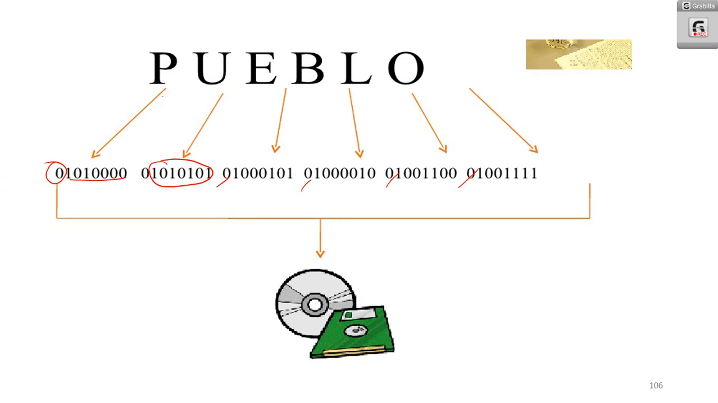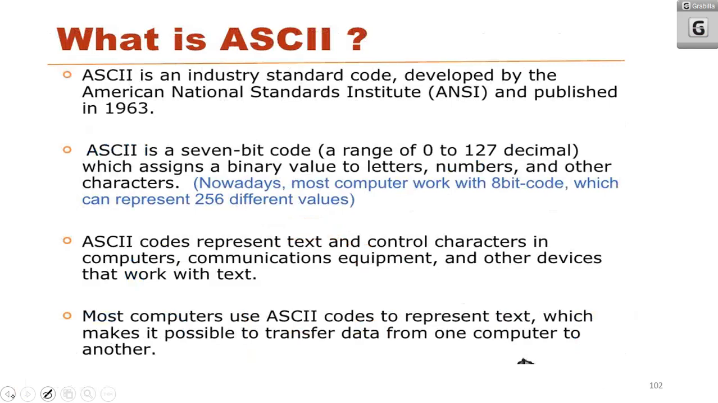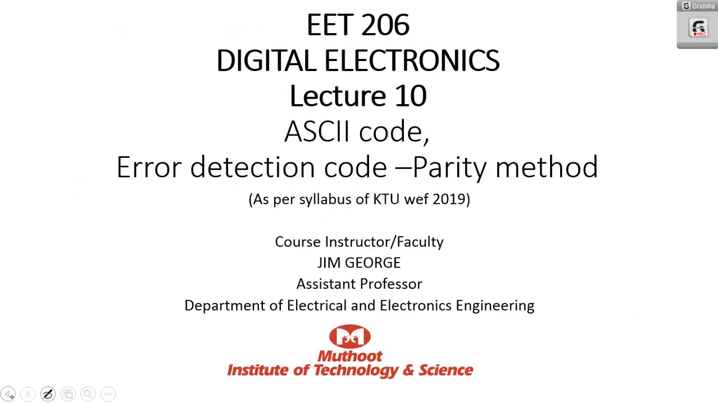I think you have understood how to deal with ASCII code. Now coming to the next part of this lecture, which is lecture 10.1, that means error detection code, parity method, that we will deal with in the next lecture. So I am ending this lecture on ASCII code. Here ASCII code is over. Next, error detection code using the parity method, we will deal with in lecture 10.1. Thank you.